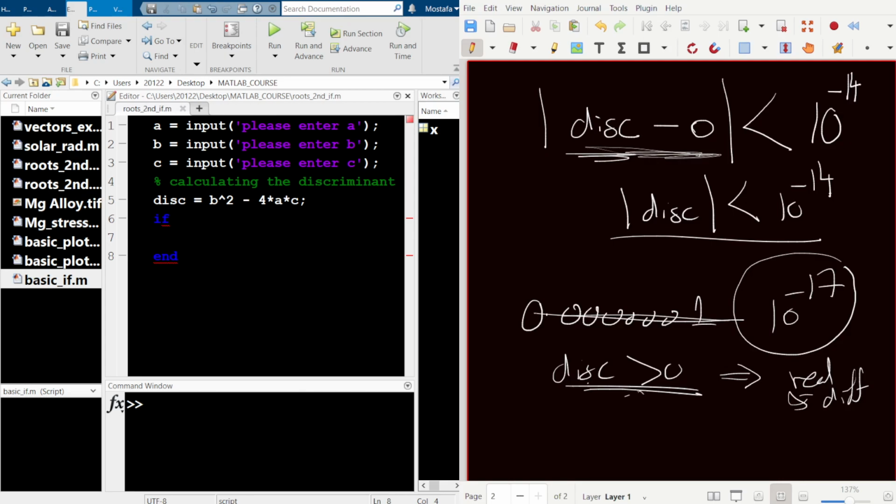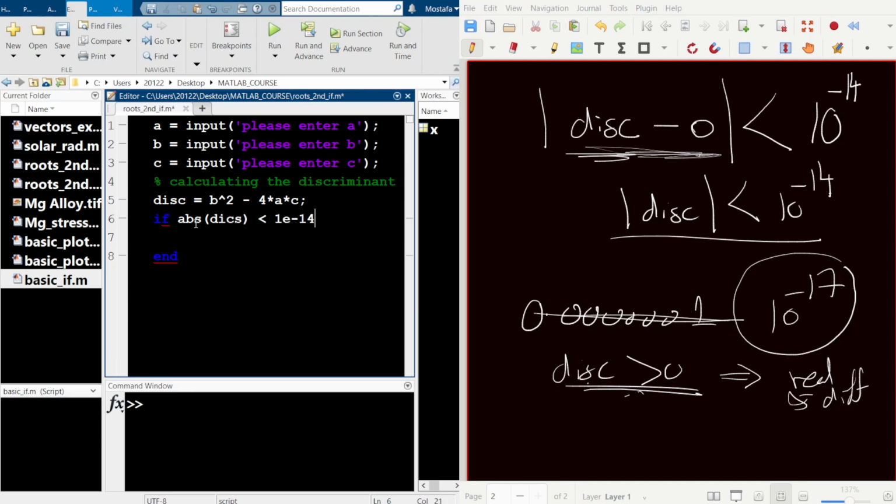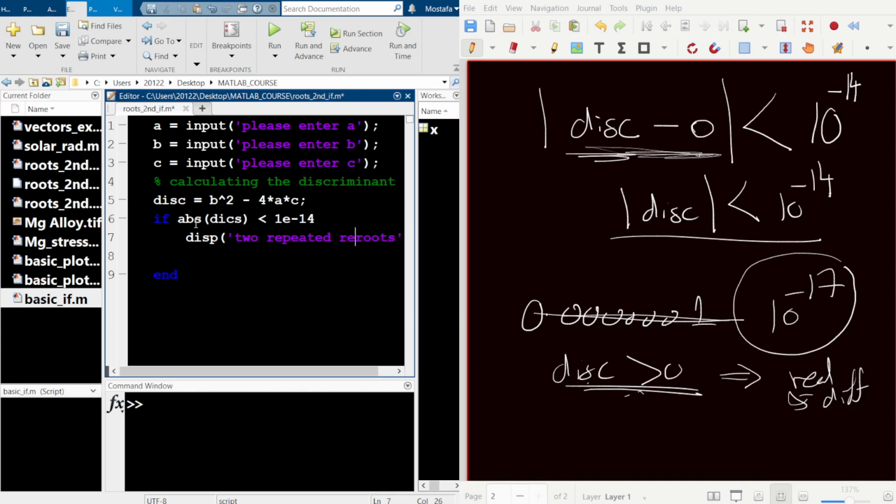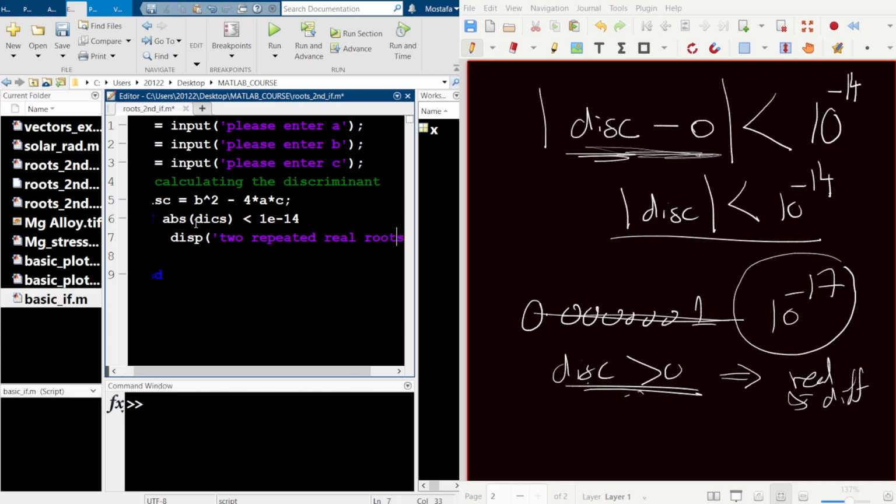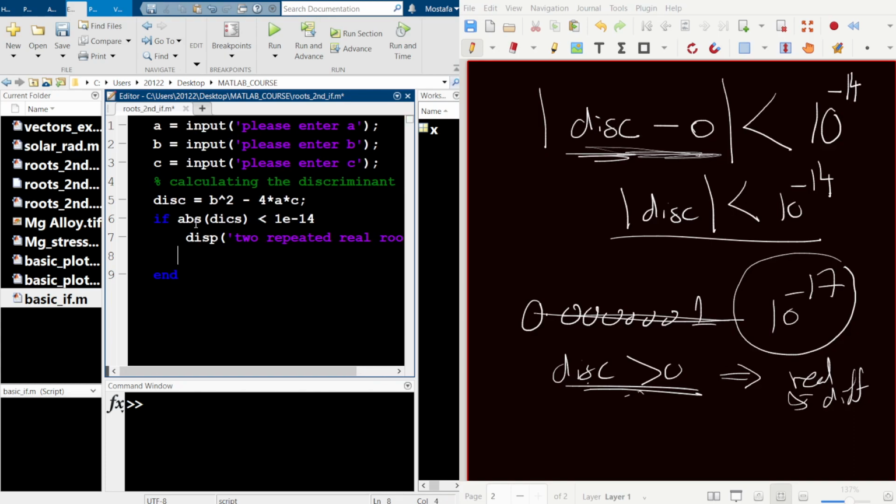So in other words, what I need to do here is check that the absolute value of the discriminant is less than a small number, we said 10 to the negative 14. And if this is the case, I will display a message for the user saying these are two repeated roots. They are real also. So that's one case. Else if.